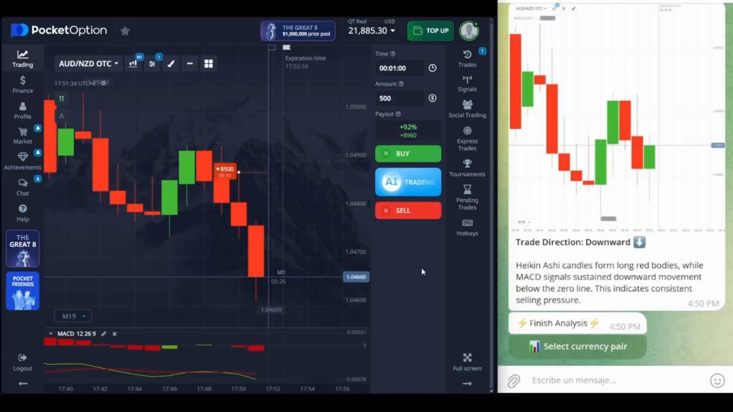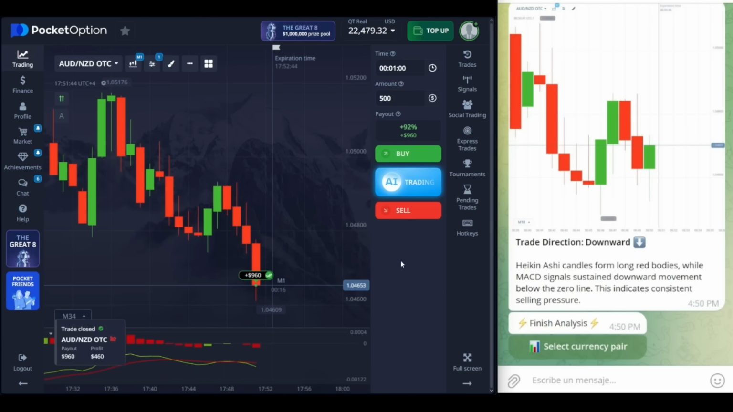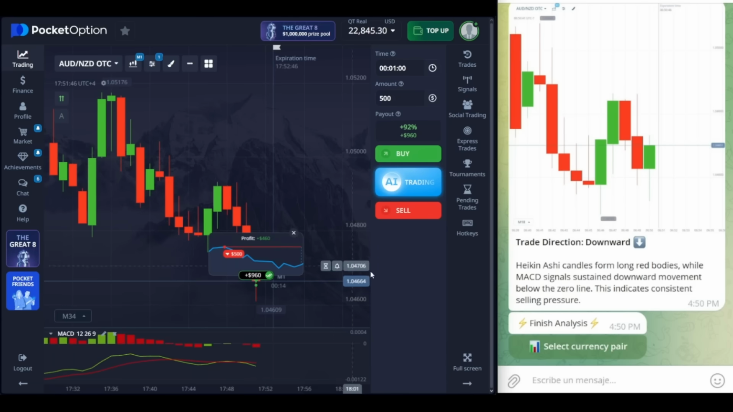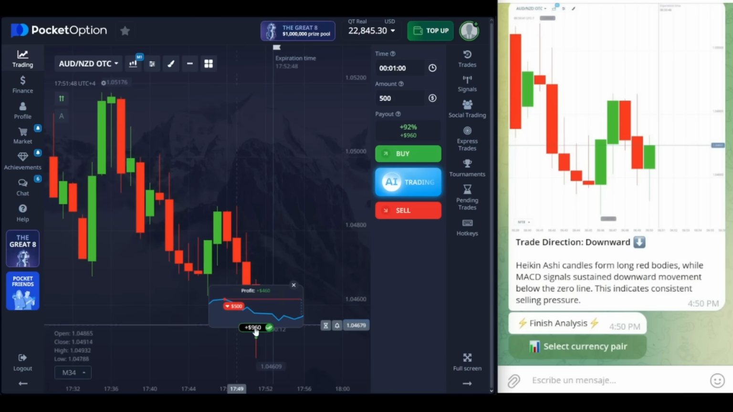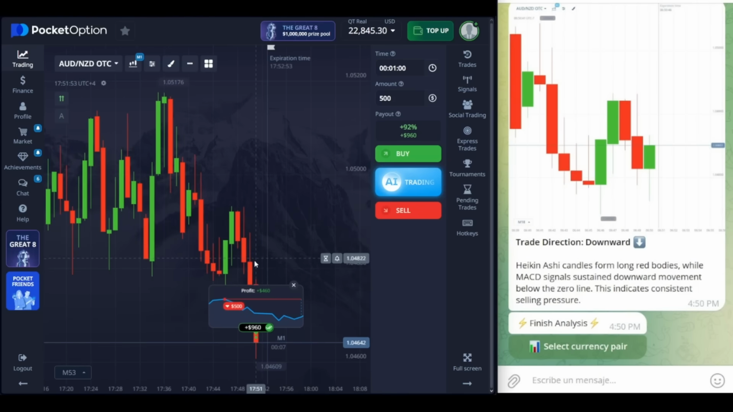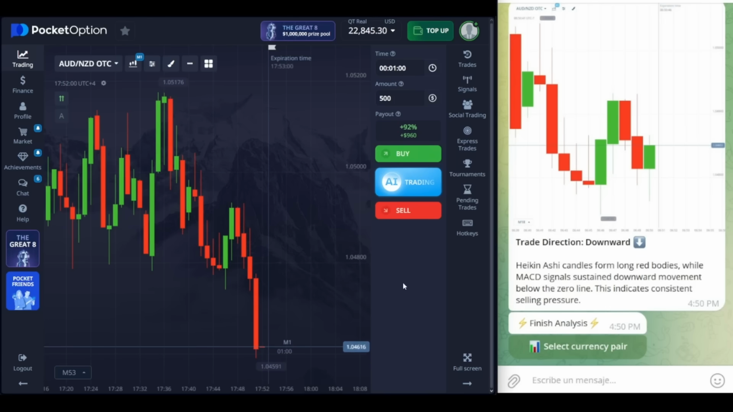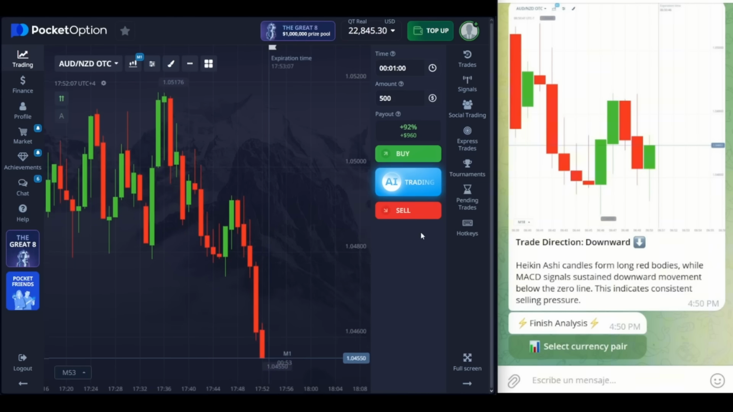Oryx does it all. Fast, accurate, consistent. Click, enter, profit. Manual analysis takes time, but here it's all automated. And we've got another win. That's it for today. Over $2,000 profit in just a few trades. Manual trading works but takes time. Oryx does the heavy lifting, scanning markets, confirming signals, and saving you 90% of the effort. Just choose a pair, set the time, and hit start.